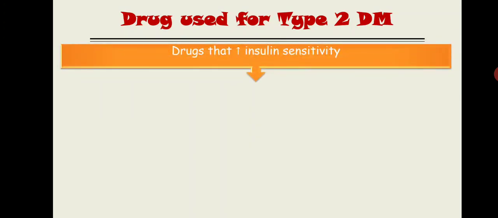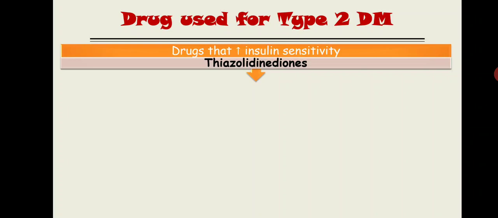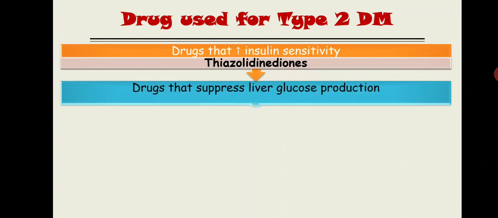The group of drugs that increase insulin sensitivity is known as thiazolidinediones. Remember the name, thiazolidinediones. You must remember it in pharmacology. If you are able to understand and remember it in physiology, it will be good for you. Next one is the drug that suppresses liver glucose production. The drug that decreases gluconeogenesis is known as metformin.